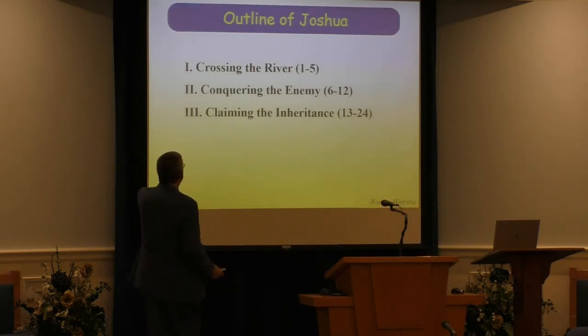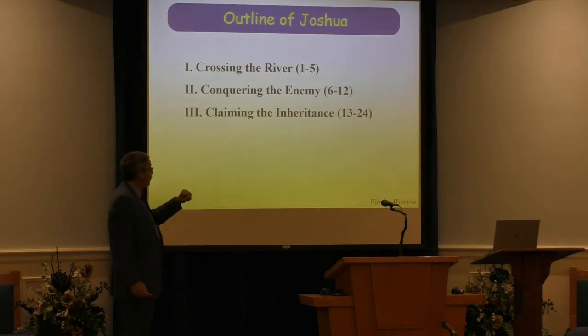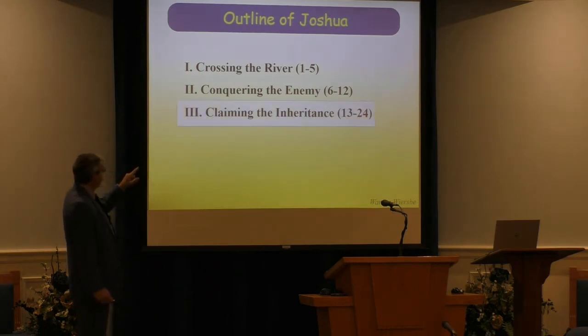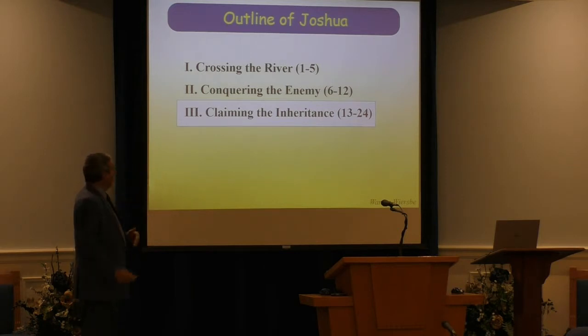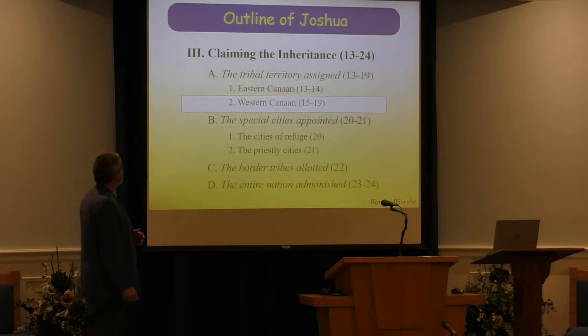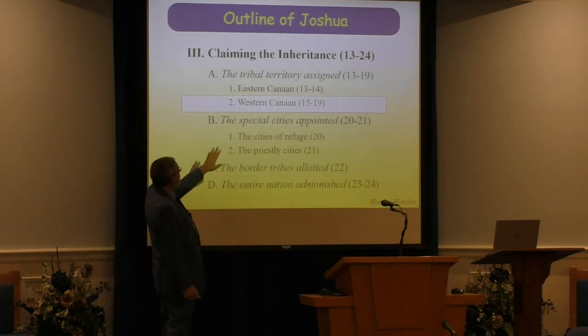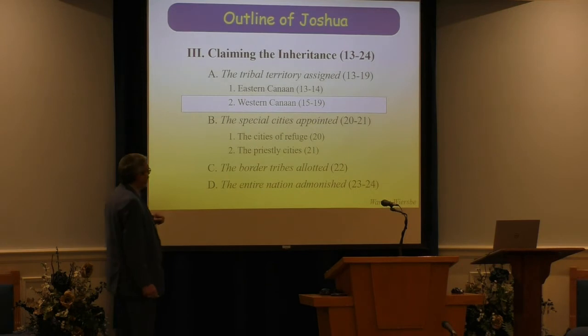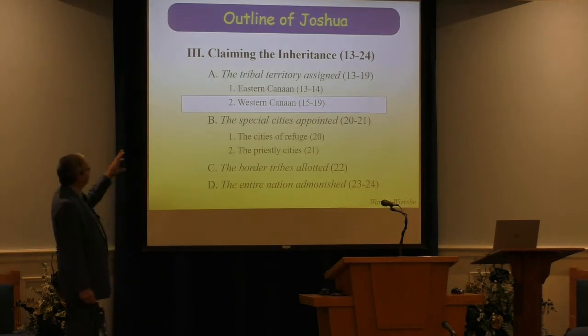This is Wiersbe's outline of the book of Joshua. We're in the last section, the claiming of the inheritance. They crossed over the river, they conquered the land, and secondly, there's the settling into the land, that is, the claiming of the inheritance. Now within that, we're in this section of western Canaan. This is still the subpoints from Wiersbe. As the tribal territories are assigned, the eastern Canaan was assigned, then the western side. That's where we are, and we're finishing that up.